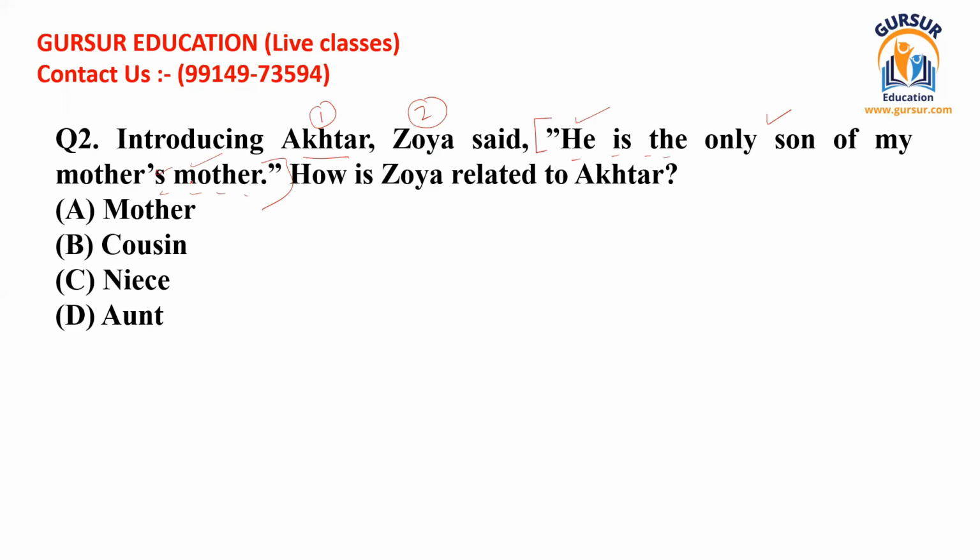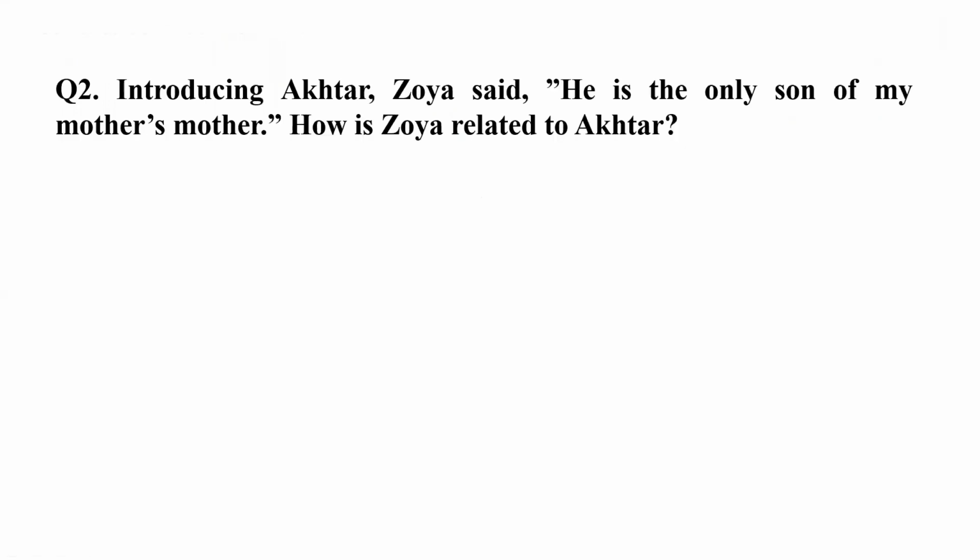So both kinds of relationships are there. And after that, there is the following line which is asking, how is Joya related to Akhtar? Okay, so this question has been asked to you in this way. So I am going to solve this question by building up the relationship map, and I'm going to tell you how that can be built very easily. So first of all, look at the question very carefully. The question is saying, introducing Akhtar. Joya said. Joya is the saying party. So that's why we shall write here the name of Joya.